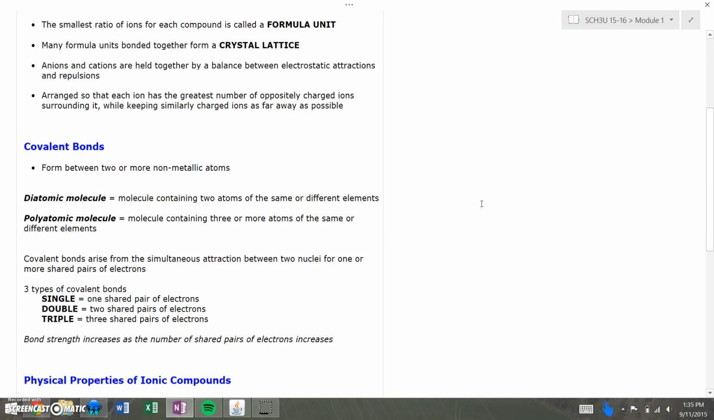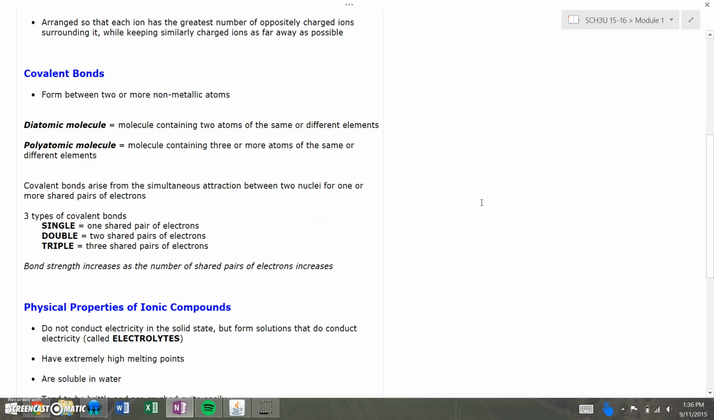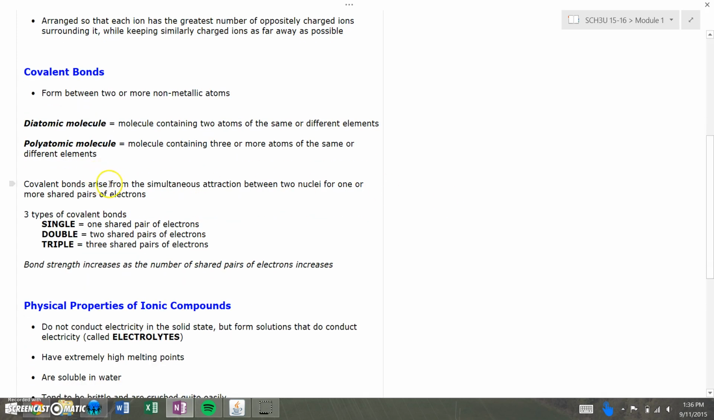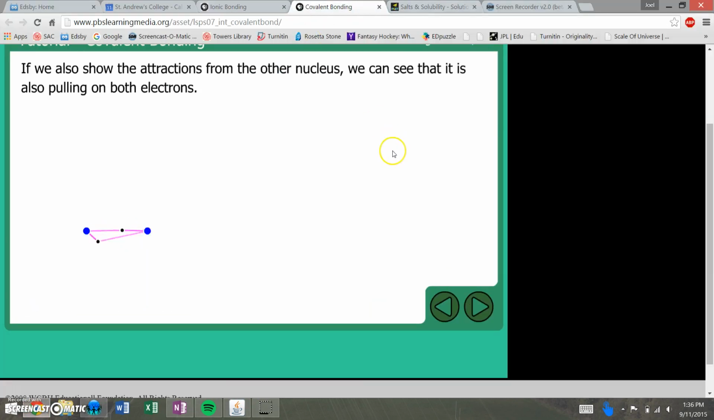Covalent bonds, remember, we're talking about 2 non-metallic atoms. Generally we often see diatomic molecules where you have 2 atoms of the same or a different element. We also see polyatomic molecules where you get many more, 3 or even more than 3 atoms of the same or different elements combining. So now you're talking about this attraction between 2 nuclei for 1 or more shared pairs of electrons.